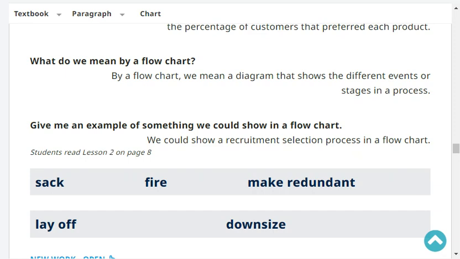One moment. Okay, there we go. By a flow chart, we mean a diagram that shows the different events or stages in a process. Right?